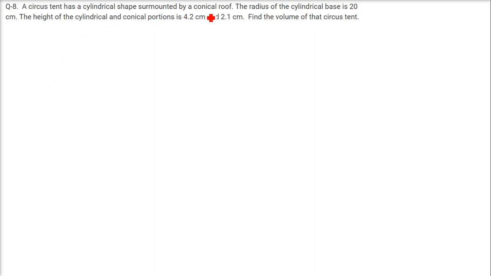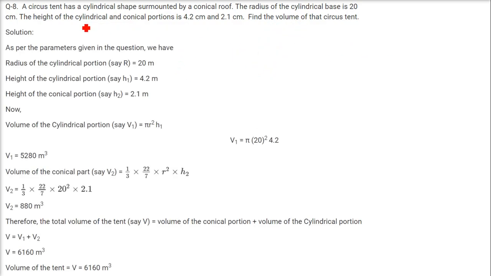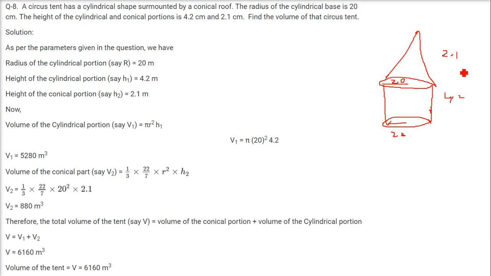Now a circus tent has a cylindrical shape surmounted by a conical roof. The radius of the cylindrical base is 20 centimeter. The heights of the cylindrical and the conical portion are 4.2 and 2.1. Find the volume of the circus tent. So here we have a circus tent, we have a conical shape, and this is a cylindrical shape like this. Now the radius of the cylindrical base is 20. So this is 20, this is also 20. And the height of the cylindrical portion is 4.2 and the conical portion is 2.1. This is 2.1 and this is 4.2. Find the volume of the circus tent.